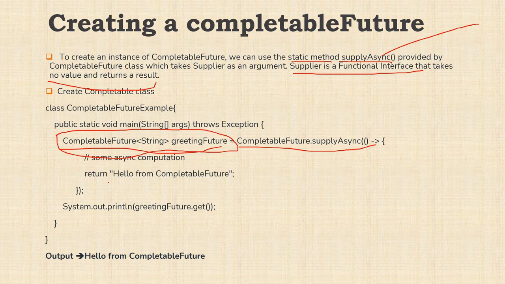So what will be the output in this scenario? We are calling future dot get, so our output will be "Hello from CompletableFuture". Like this we can create it. We'll see coding also. We are trying to understand how we can create it, and it will be easy to understand at the time of coding. It will not take more time to do everything.